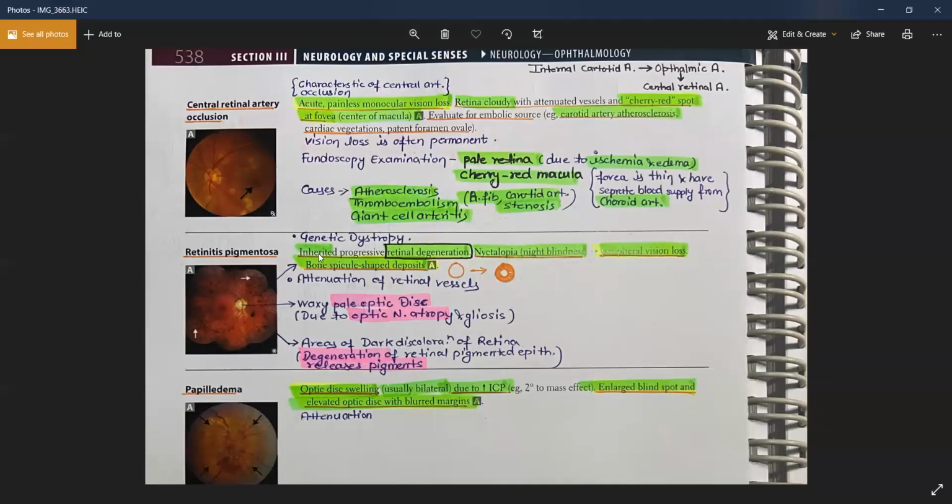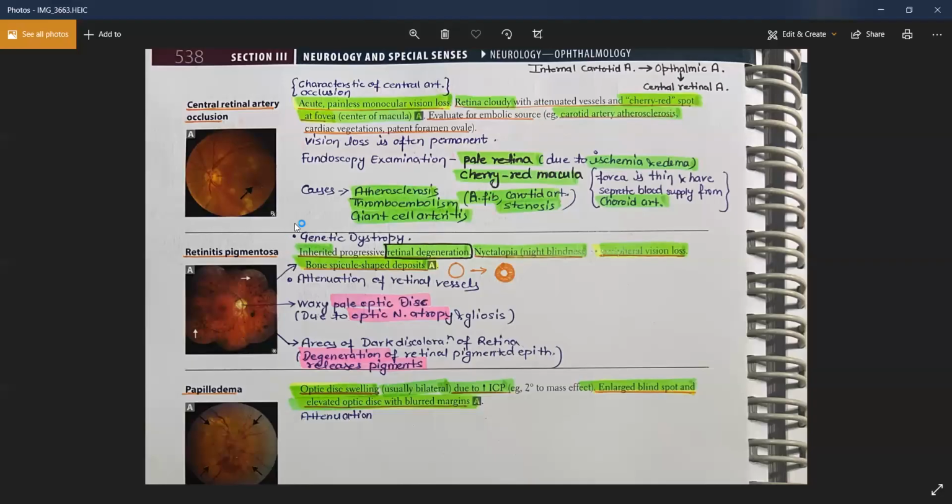It is an inherited progressive retinal degeneration. You will have a degeneration, and as a result, all these pigments will leak out from the cells. You will have peripheral loss of vision. Bone spicule shaped deposits will be seen, as you can see, right? You will have an area of dark discoloration because of degeneration of the retinal pigmented epithelium that releases all the pigments. You will have a pale optic disc because of optic disc atrophy. Yeah, those are all the findings you will see.